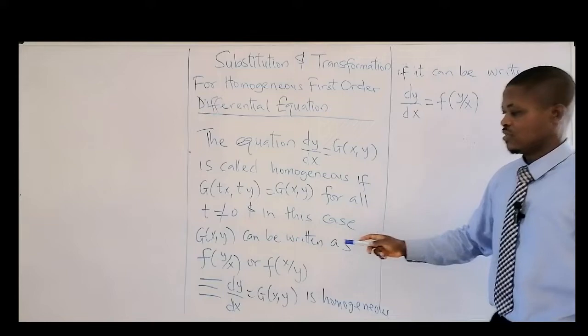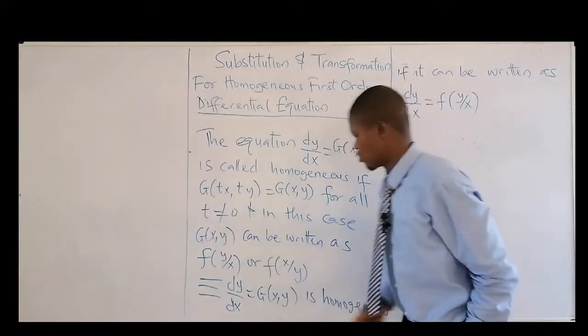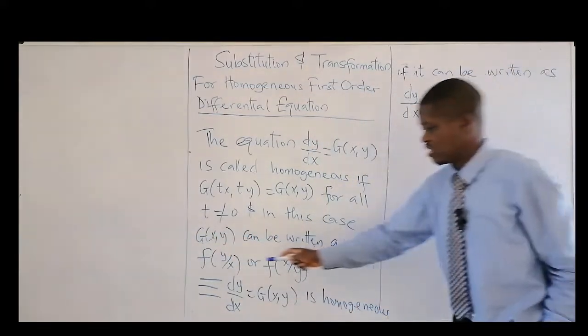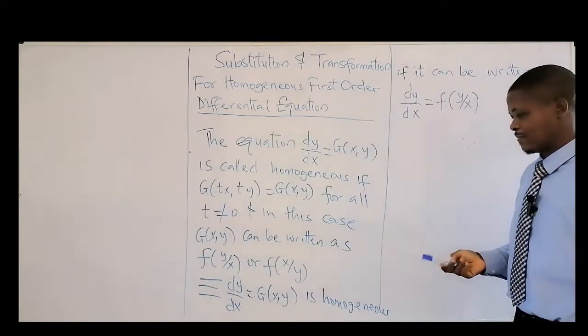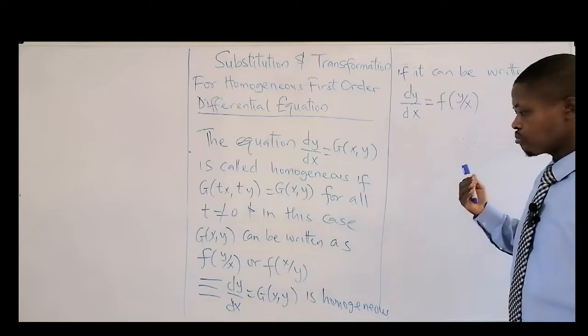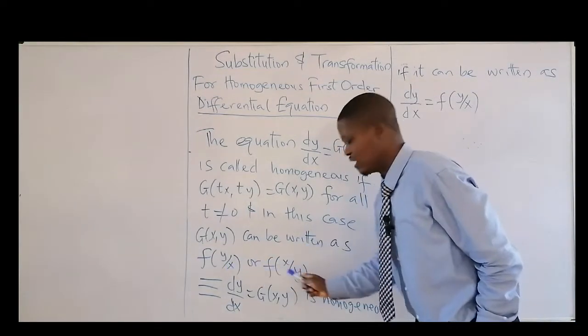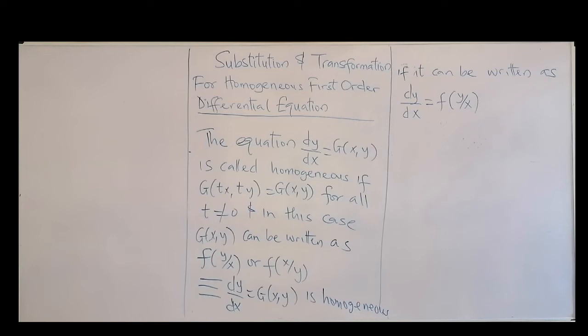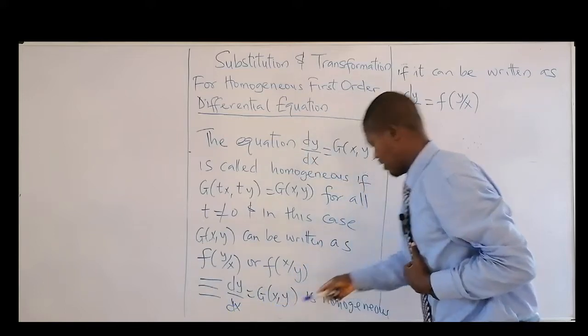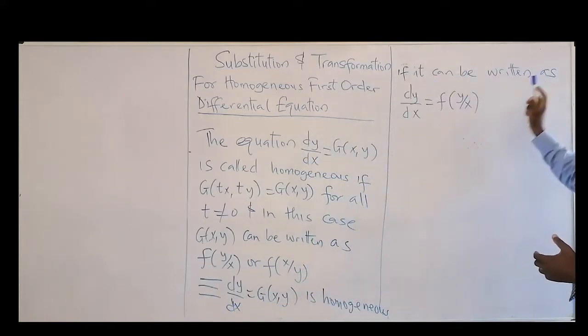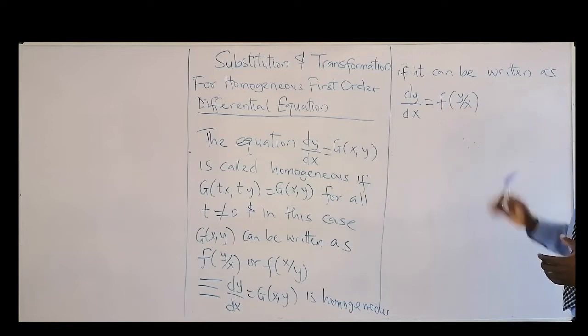In this case, that given differential equation can be written in this form. What that means is that it can be written in this form or in this form. And what we are saying is that the given differential equation, which is this, is homogeneous if it can be written in this form. So that's that on this.